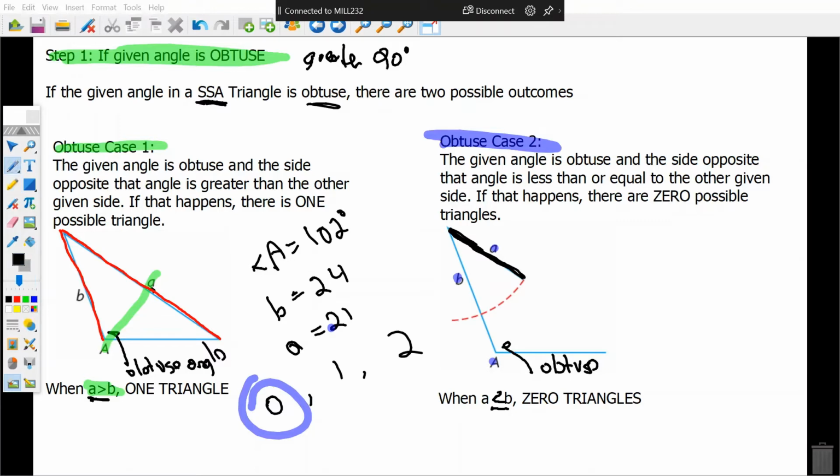If I changed it and I said this was 25 and B was 24, then you'd say, hey, the angle's obtuse, side length A is greater than B, that means there's 1 triangle. That's the first step. When the angle's acute, which is what's coming up, it changes slightly, but for obtuse, you have 2 possibilities. A is greater than B, and it makes 1 triangle, or A is less than or equal to B, and that makes 0 triangles. Okay? And there's a checklist later on that'll help you.